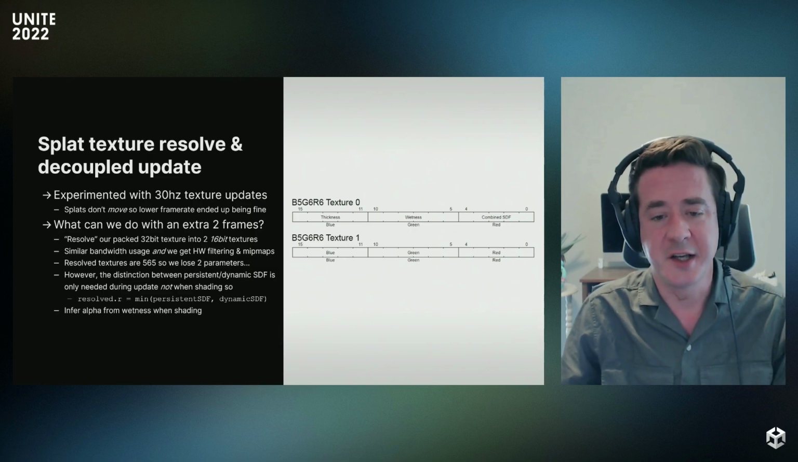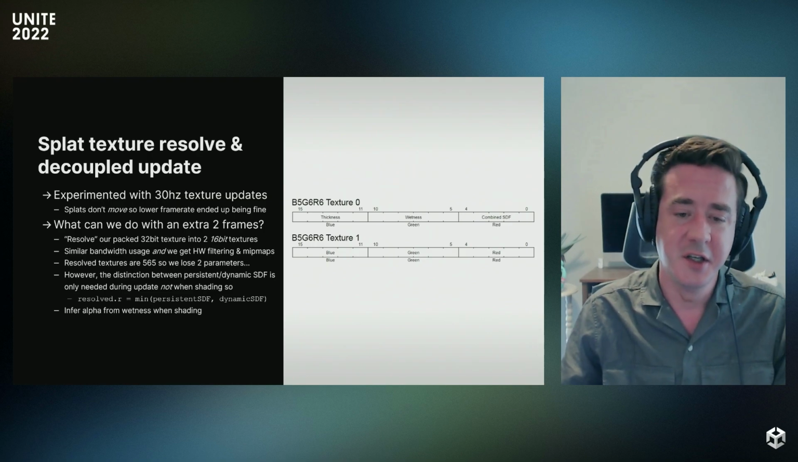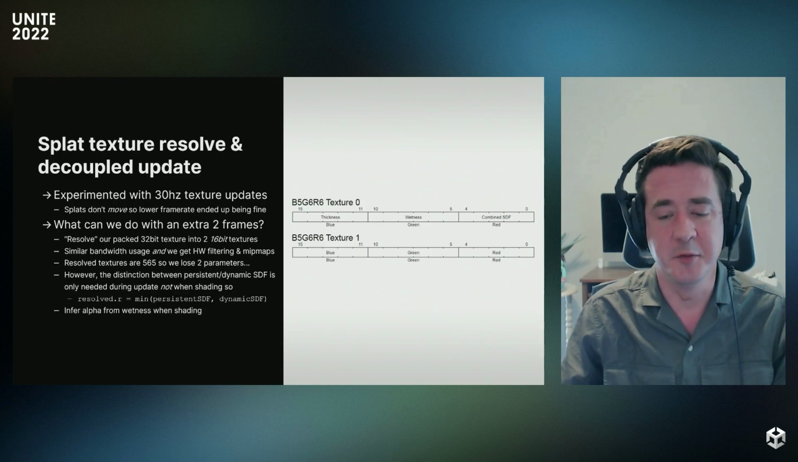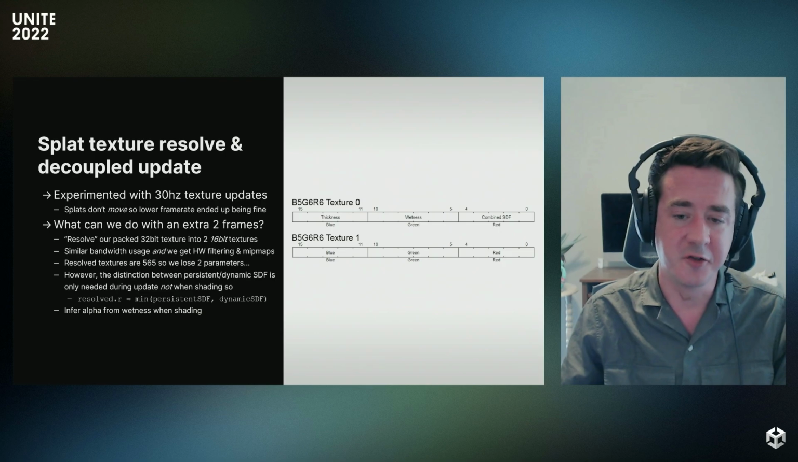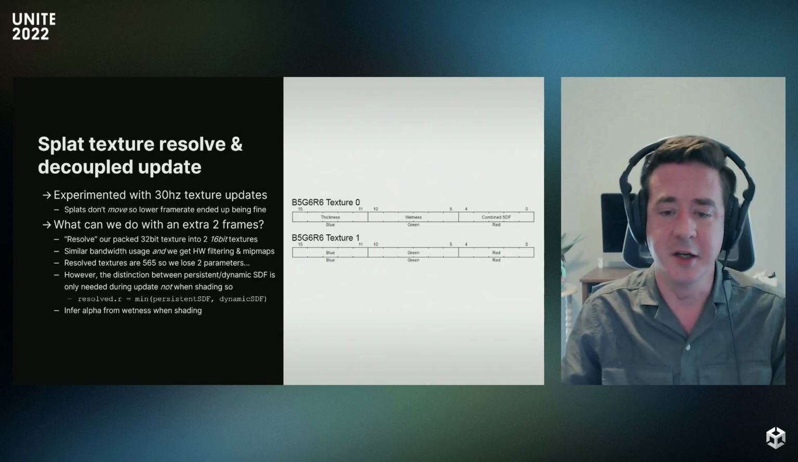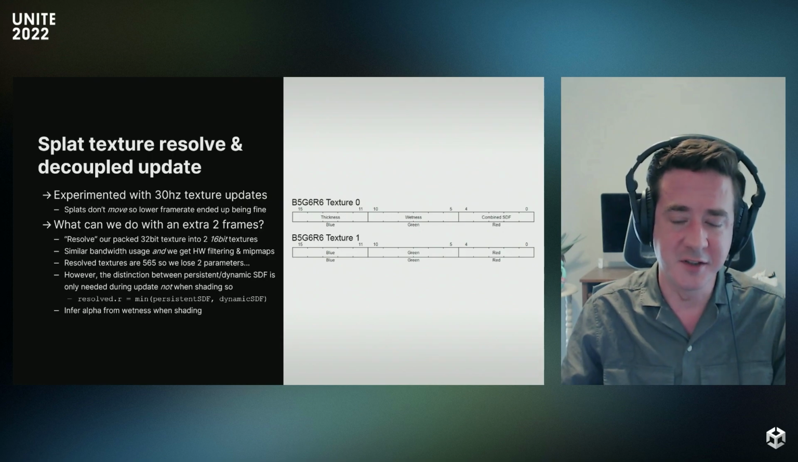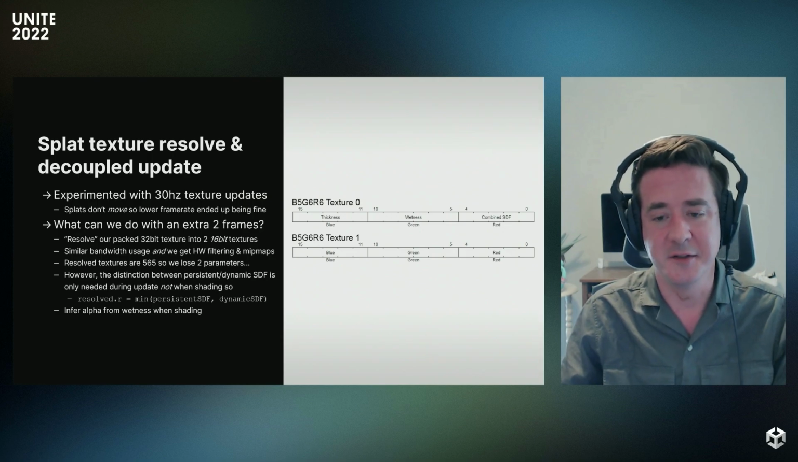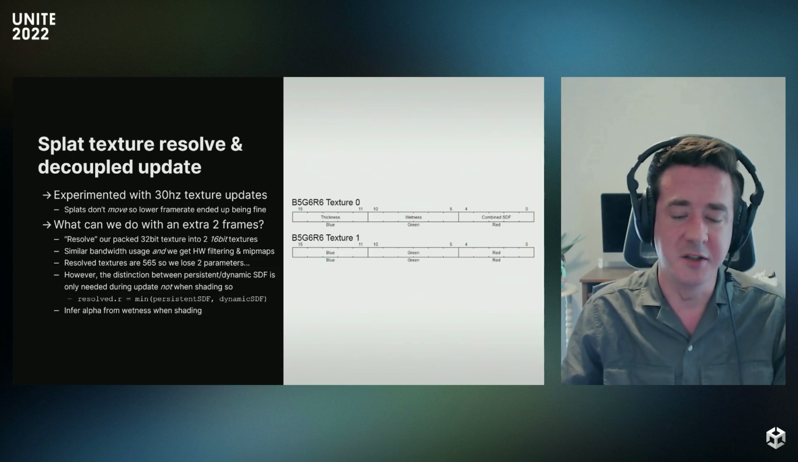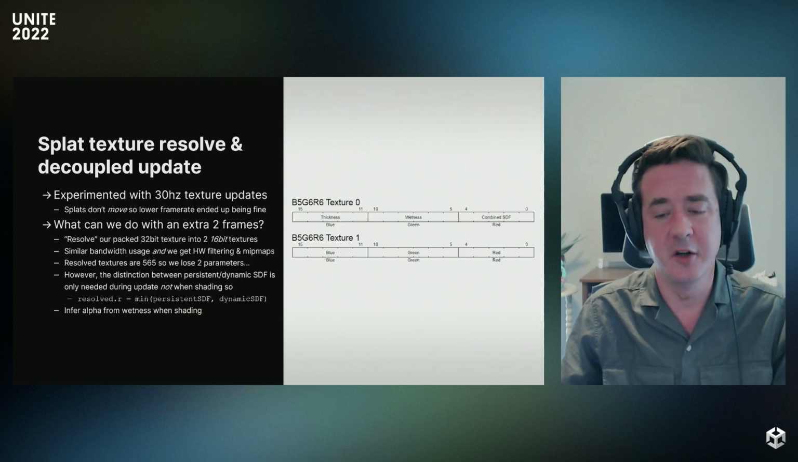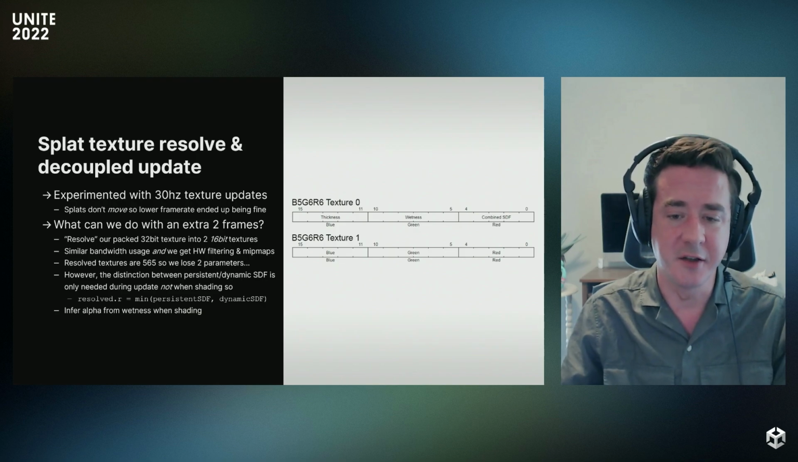However, it turns out this wasn't actually an issue, because the distinction between persistent and dynamic SDFs is only really needed during the update phase, not at shading. So we need to be able to have 2 separate layers for a persistent and dynamic SDF when we update, because the dynamic SDF should be able to subtract the persistent SDF, and the dynamic SDF needs to be able to evaporate. But when it comes time for shading, all we're actually doing is creating a mask from the silhouette of those 2 SDFs combined together. So we can just do that ourselves in the resolve.